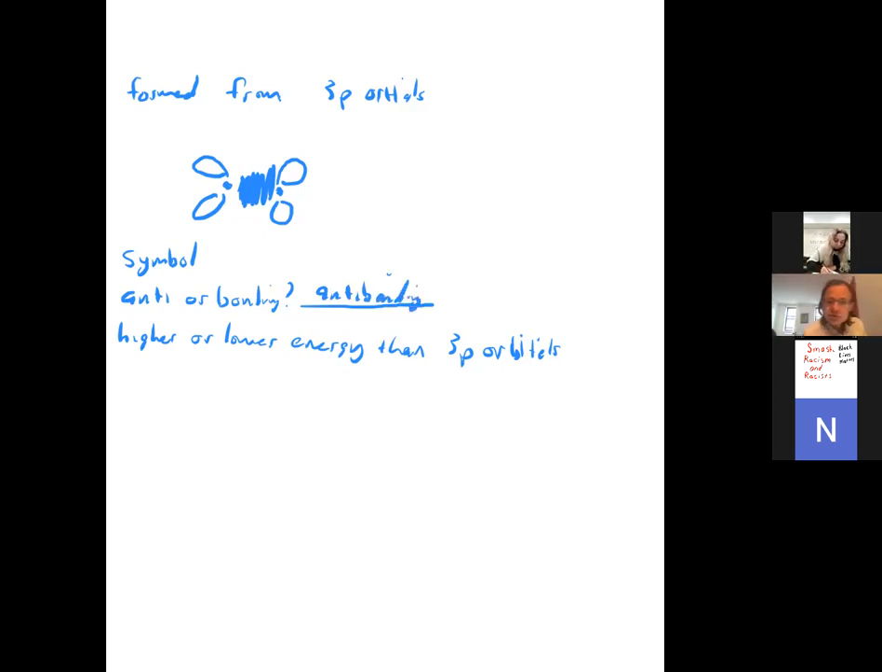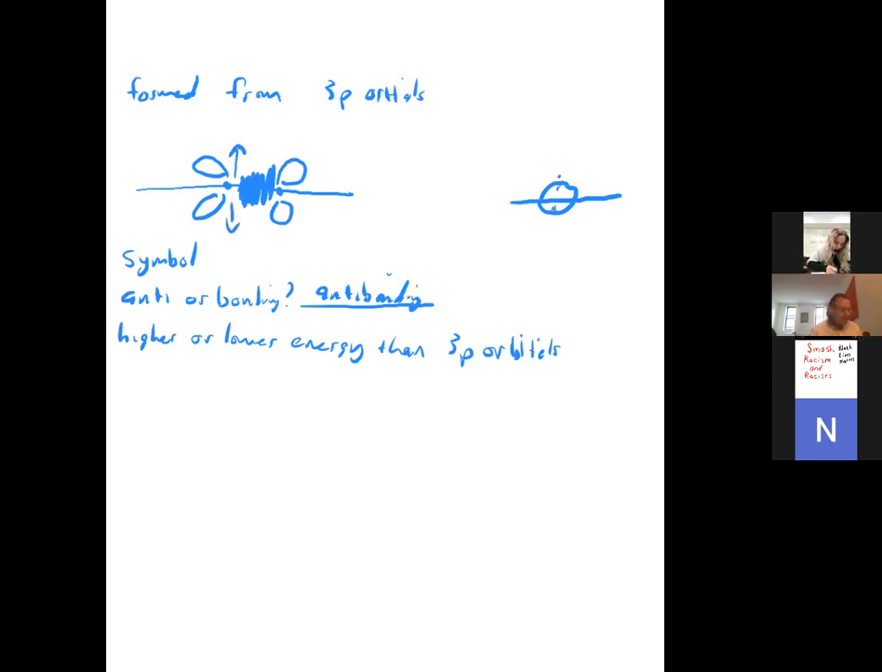Now, the next thing you want to do is determine, is it a sigma or is it a pi? Again, the way to do this is just draw a line between the nuclei and ask yourself, does the line go through the orbital? Is the orbital actually centered around that line? So if you had something that looked like this, that orbital is centered around the line. But here, the orbital is above the line and below the line. It's not centered on it.